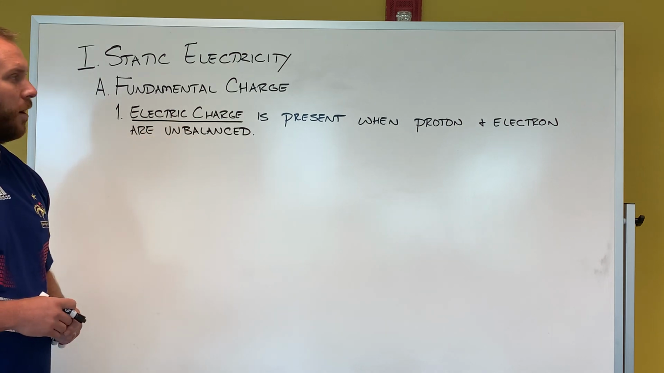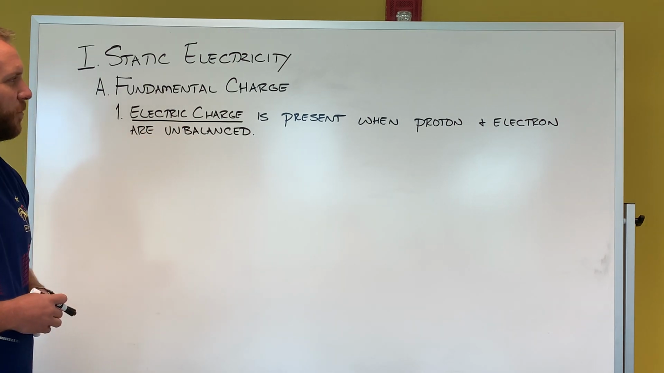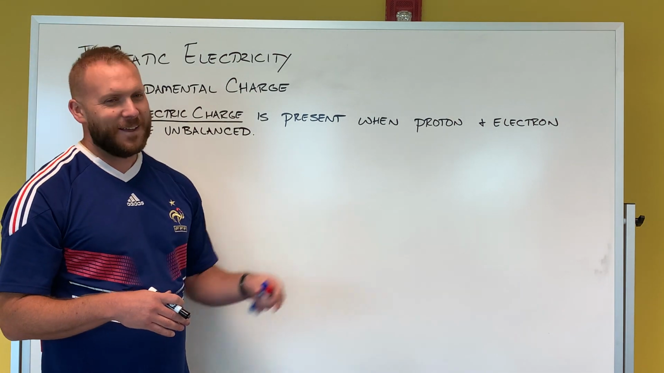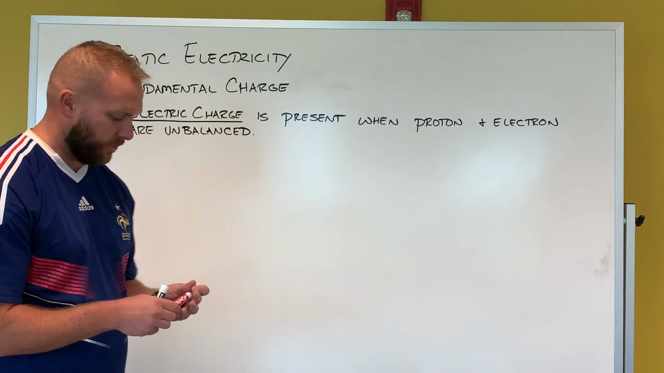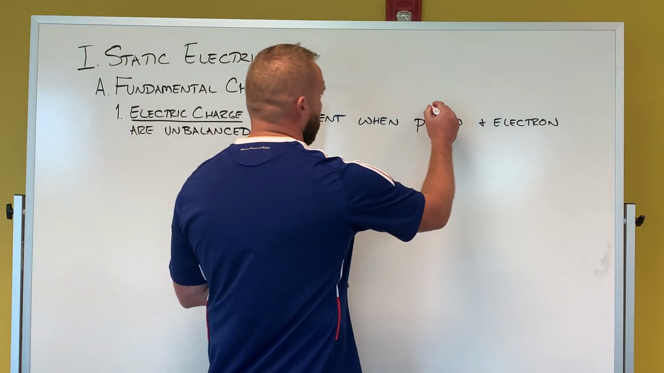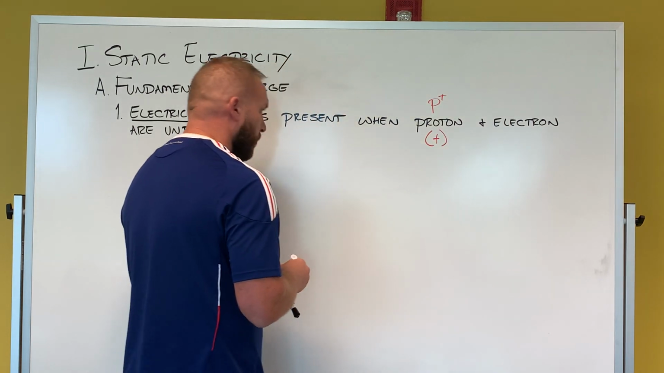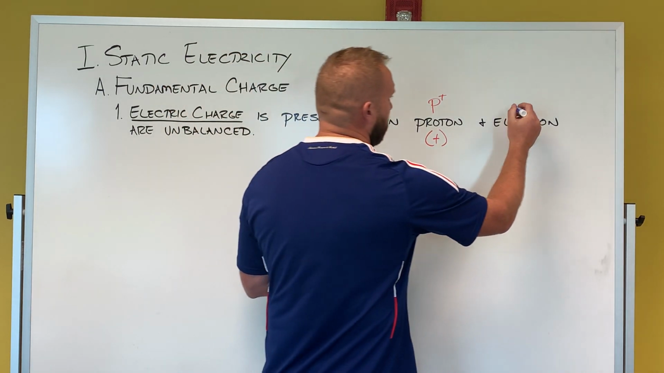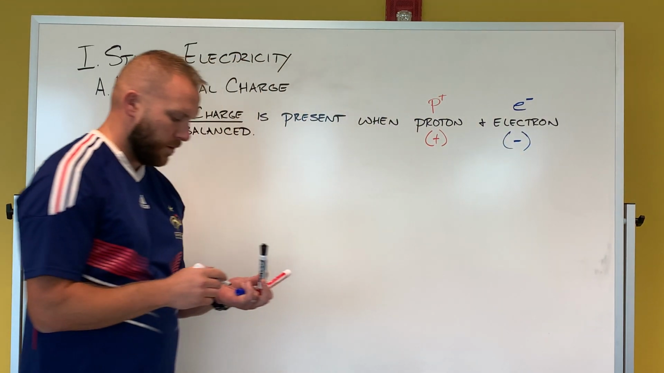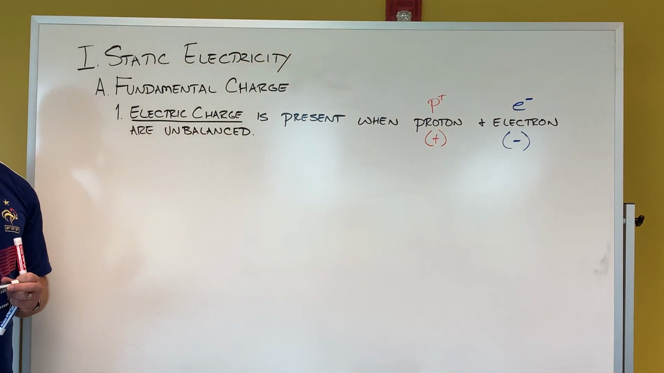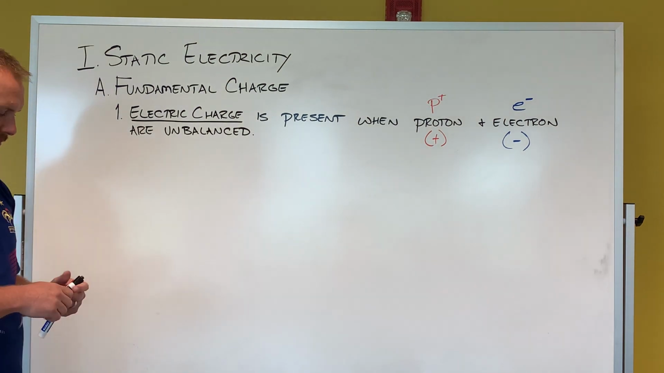All right, so electric charge is going to be present whenever something has an unbalanced amount of protons and electrons. So protons are going to indicate P plus, and obviously those are positively charged. Electrons, E with a minus, right? And obviously those are going to be negatively charged. When those two things are unbalanced, then something is actually going to have a charge.